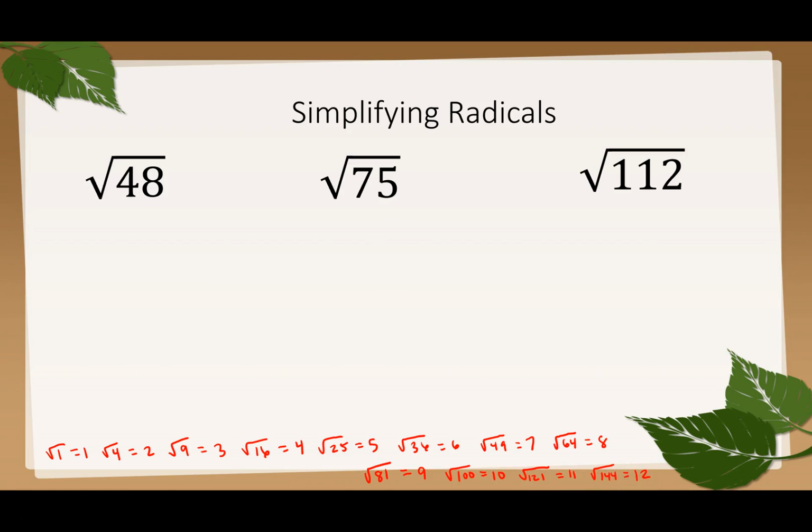What I try to do is work my way down and ask, what's the biggest number on this list that I can divide 48 by? Can I divide 48 by 144? Nope. 121? Nope. 100? Nope. 81? Nope. 64? Nope. How about 49? Nope. What about 36? 48 divided by 36, nope, I get 1.333. That doesn't work.